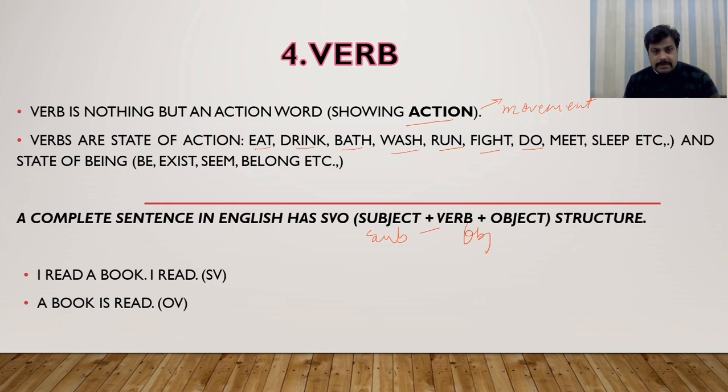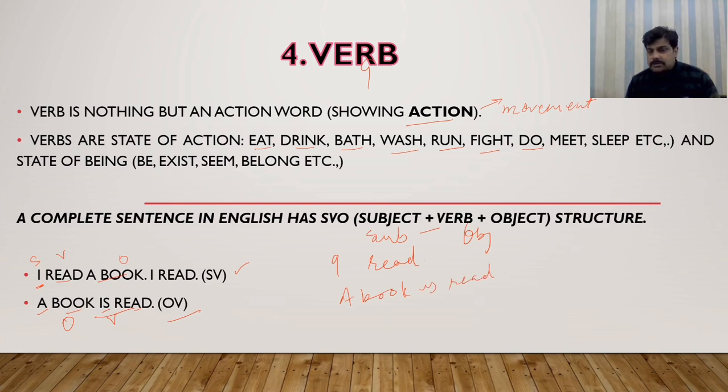By using active voice, I can use the subject. I read a book. I is the subject, read is the verb, and a book is the object. I can write the same sentence in passive voice. A book is read. Now the object is in the beginning, the verb is in the middle, and the subject is nowhere else. I can write a sentence without a subject and without an object. If I say I read, it is a complete sentence. If I say a book is read, this is a complete sentence.